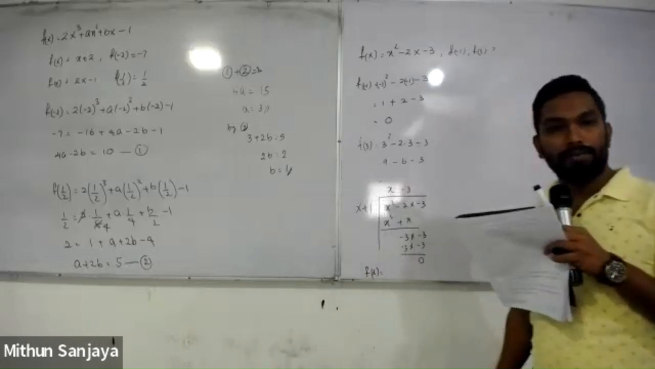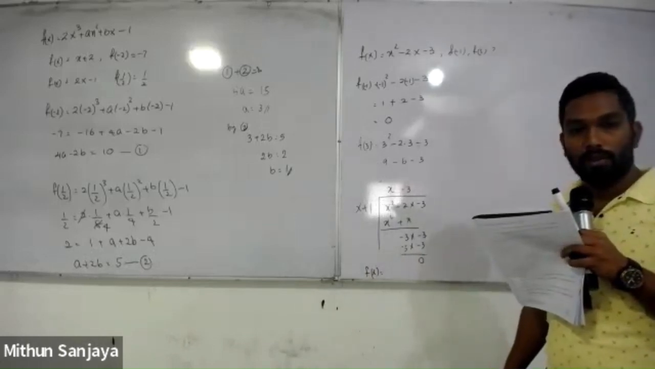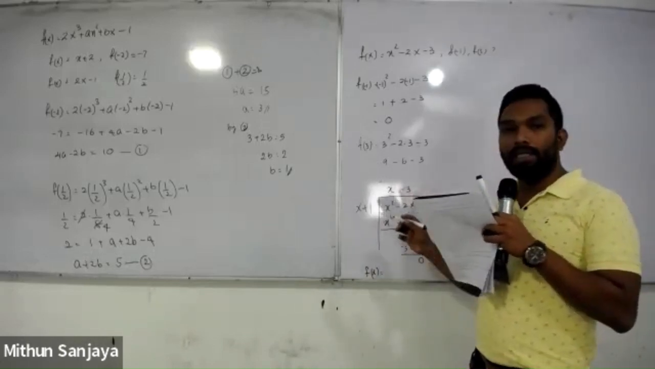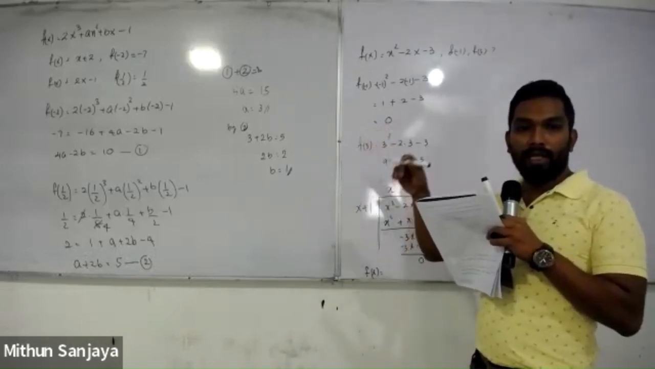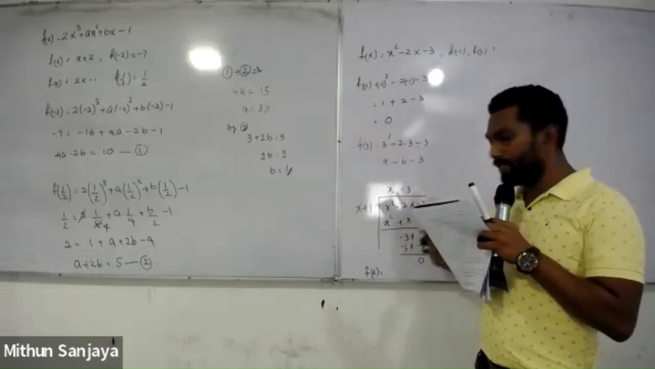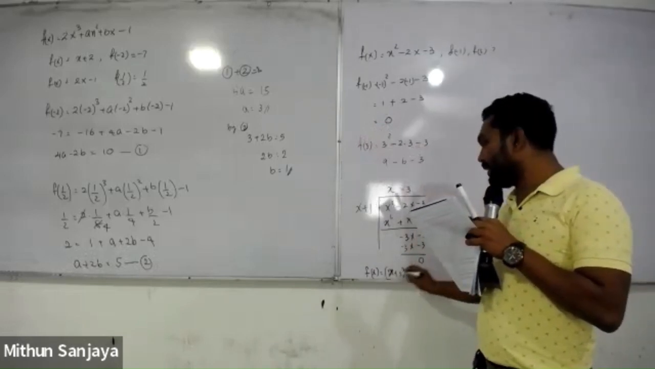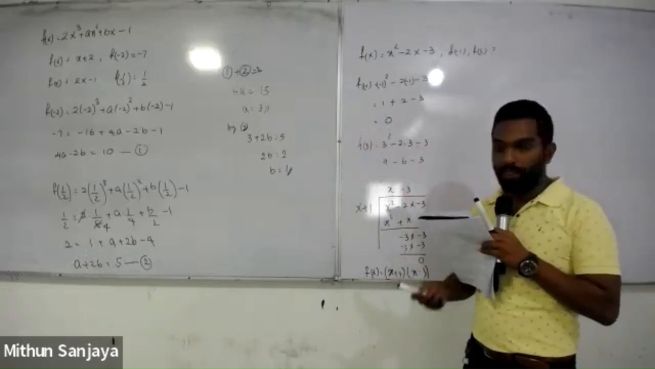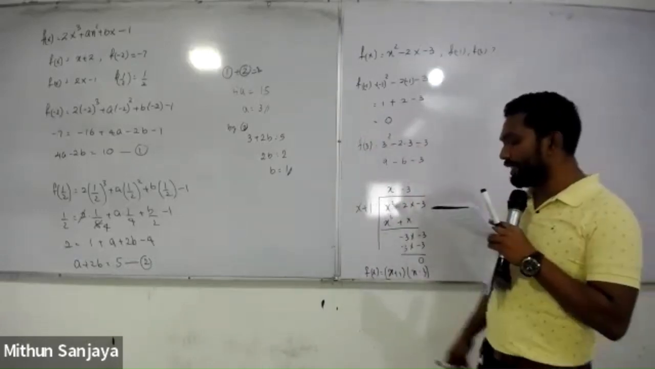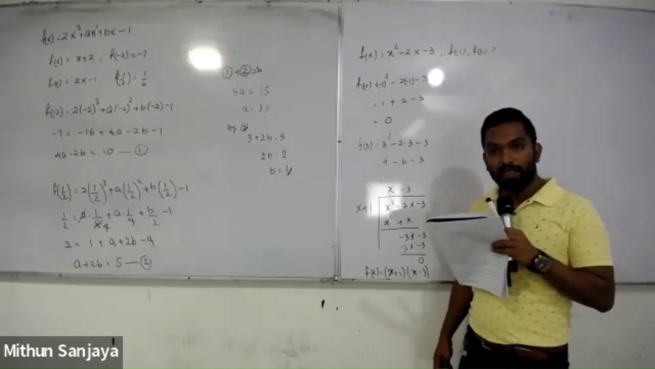f(x) equals what? f(x) equals (x plus 1) times (x minus 3). Why is that? In the beginning we write dividend equals divisor times quotient plus remainder. Now (x plus 1) times (x minus 3) plus 0. That is the way we show that f(x) equals (x plus 1) times (x minus 3).